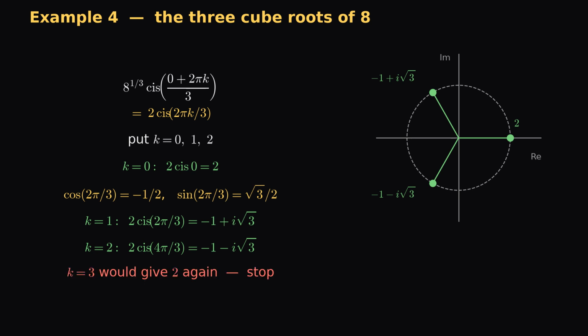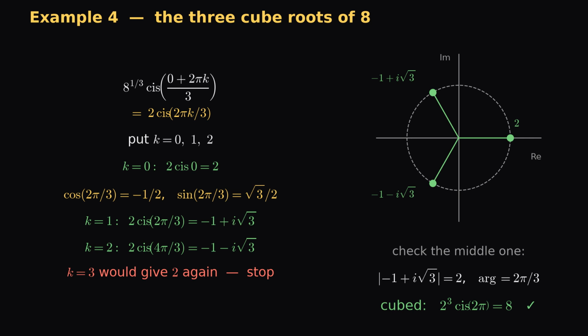And k equals 3 would give 2 cis 2 pi, which is 2 again. You are back around the circle, so stop. Let's check the middle one. The modulus of minus 1 plus i root 3 is 2, and its argument is 2 pi over 3. Cube it. 2 cubed is 8, and 3 times 2 pi over 3 is 2 pi. 8 cis 2 pi is 8.